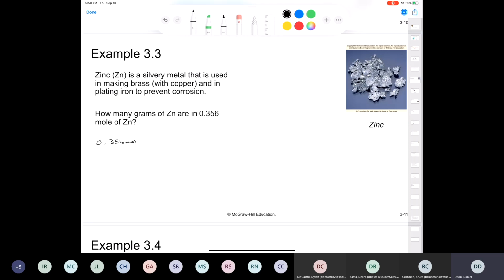0.356 moles of zinc. I want to end up with grams of zinc. Could anybody tell me where I might find a conversion factor that would help me cancel out moles of zinc and give me grams of zinc? Not a trick question. Could anybody help me out with that?